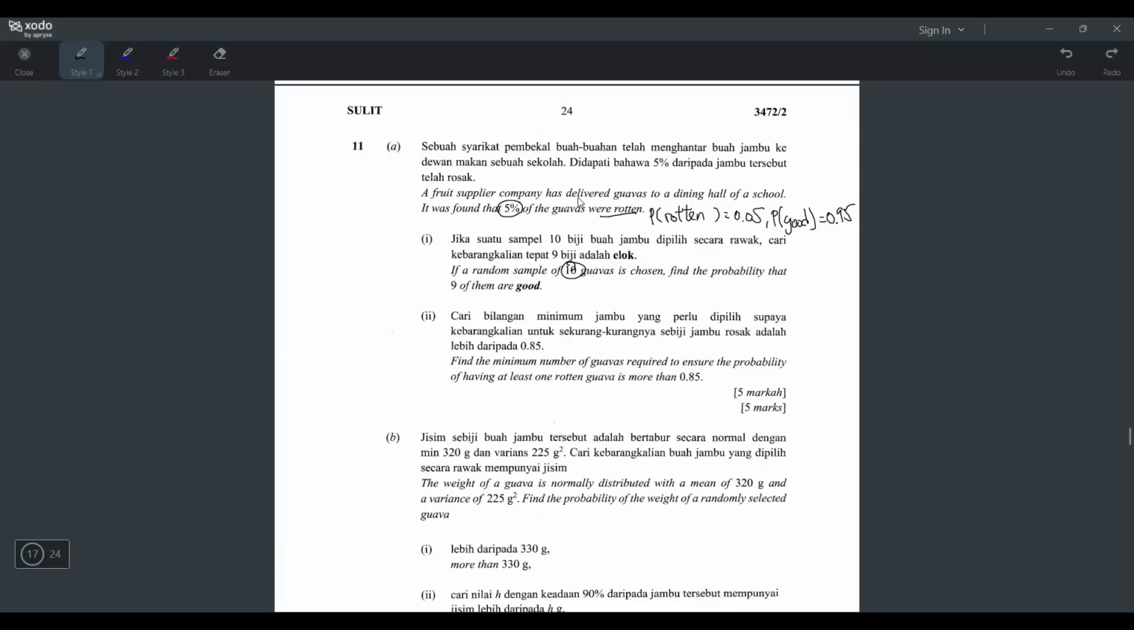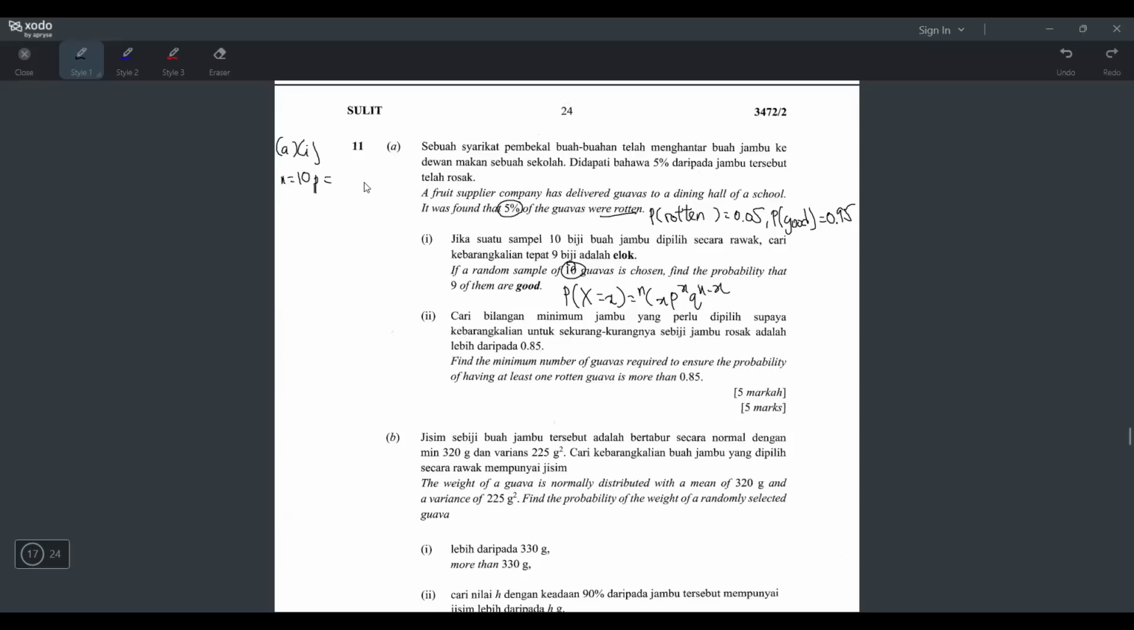So what formula will you use? You will use the probability formula later because they ask you to find probability, right? So the formula you learn to find probability is this formula: P(X = x) equals nCx p power x q power n minus x. So this is the formula we will use later. Okay, this is the formula that we learn in this chapter. So if a random sample of 10 guava is chosen, so this is the n. Okay. Before you use this formula, you need to write down your n, p, q first. If you don't know n, p, q, you cannot use this formula later. So write down the n, p, q. So the n is 10.